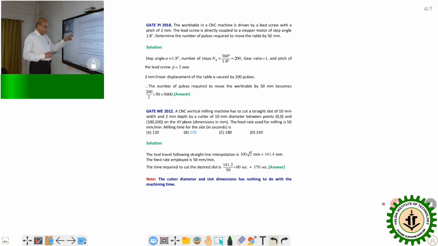This problem is also very simple. Although the term CNC is included in this problem statement, it has not much to do with CNC. The only thing is that you have to consider that the tool motion is along a straight line. That means straight line interpolation we have to adopt.